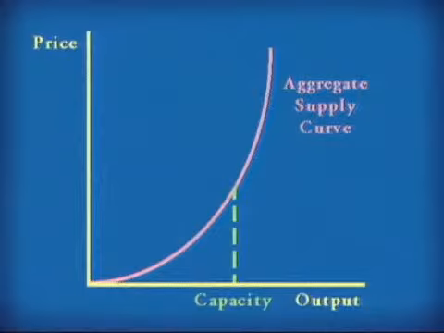This gives us an aggregate supply curve that's relatively flat at low levels of output and becomes steeper as the output level approaches full employment or the capacity level. When drawing the aggregate supply curve, one needs to note on the horizontal axis where capacity output occurs, because here the aggregate supply curve becomes vertical.